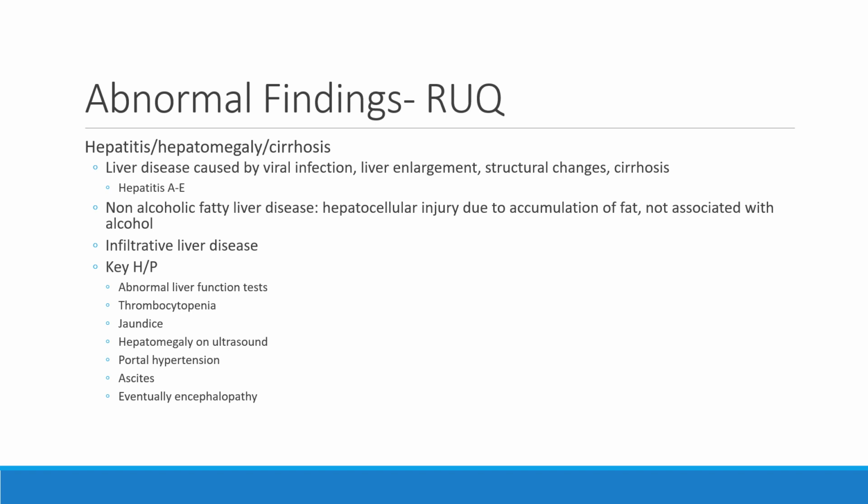Infiltrative liver disease causes increasing firmness of the liver. And key history and physical findings, abnormal liver function tests. However, we can see patients with liver abnormalities and normal liver function tests. So even if you're suspecting liver disease and they have normal liver function tests, they still may need more of a workup. They may have thrombocytopenia, jaundice, hepatomegaly on ultrasound, portal hypertension, ascites, and eventually encephalopathy.